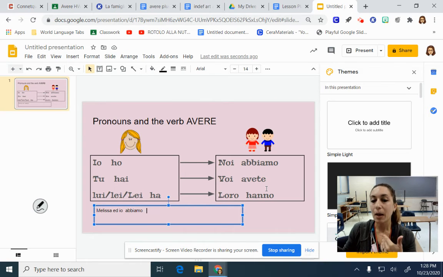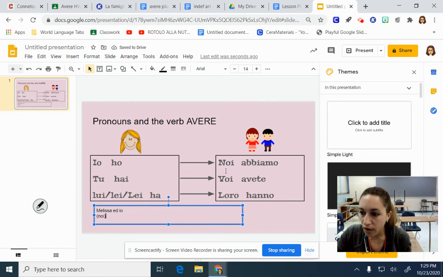So now you could say something like, we have a cat. Melissa ed io abbiamo un gatto. Or we have a brother. Melissa ed io abbiamo un fratello. That's how you would use it. I know a lot of you want to put noi as the answer. No, that's not the answer. That tells us what Melissa and io equal. And that tells us in this chart what is the verb form that we're going to use, okay? So the answer would still be abbiamo. Got it? Let's try one more.